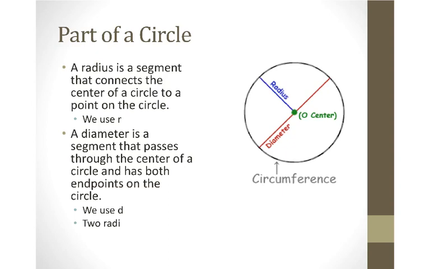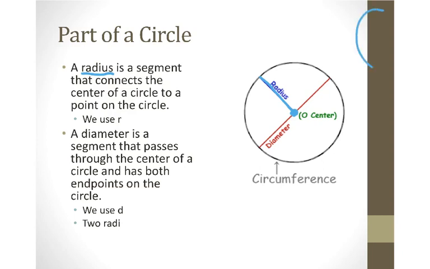So the first part here is a radius. A radius is a segment that connects the center of the circle to a point on the circle. If you notice, this is the center of my circle. It's right smack dab in the middle. So from the center out to the side, right there, that would be considered your radius. And we use a lowercase r in order to represent that.